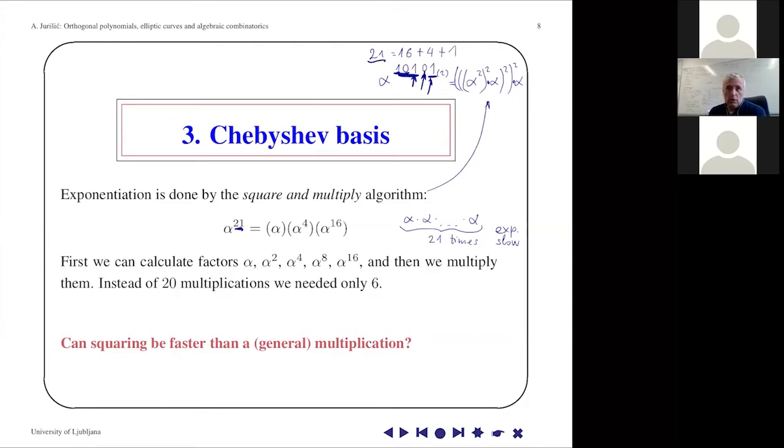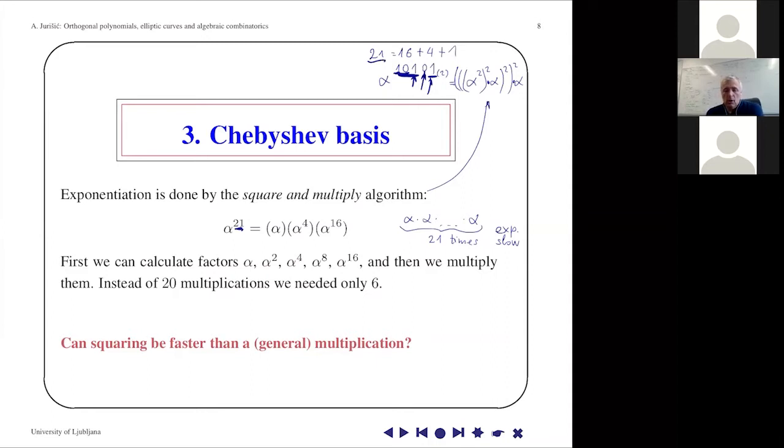Alternative way is you just pre-calculate all the powers, alpha square, alpha to the 4th, to the 8th, to the 16th. And then you just look at the binary representation and you multiply those which appear in this binary representation. And again, you would survive with 6 multiplications. Of course, in this small example, there seems to be not a big difference between 6 and 21, but definitely it is when you have bigger numbers.